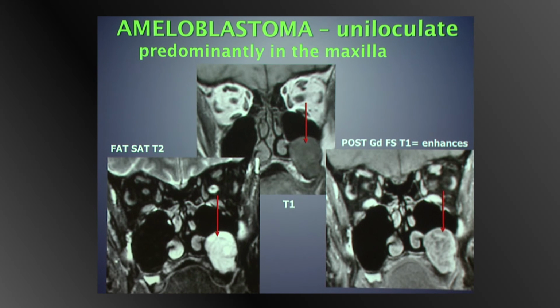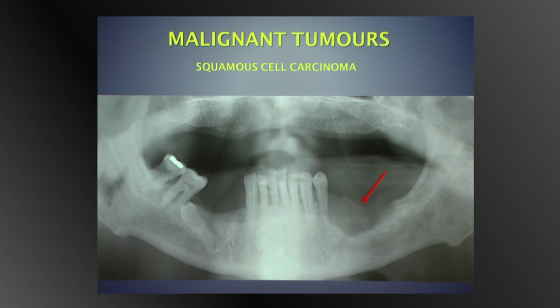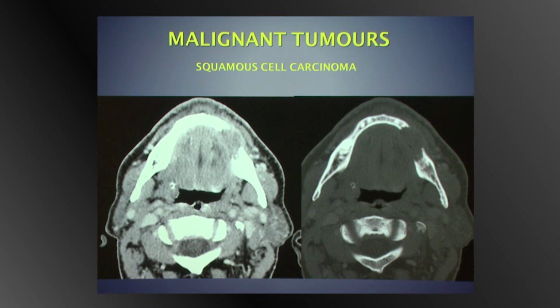Okay, MR will sort it for you. It's bright on T2, no T2 dropout, intermediate to low T1, heterogeneous enhancement. Okay, aggressive bone destruction. I think I showed this case in the quiz. This is squamous cell carcinoma. And remember that involvement of the inferior alveolar canal classifies that tumour as T4B, gives you a very poor prognosis.